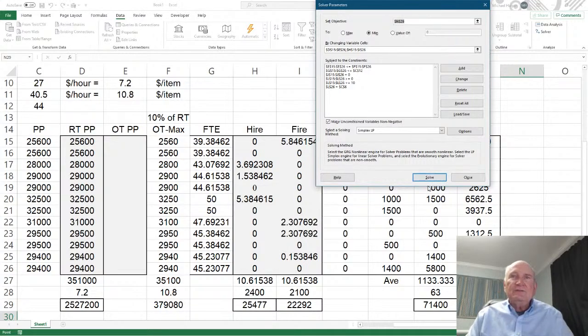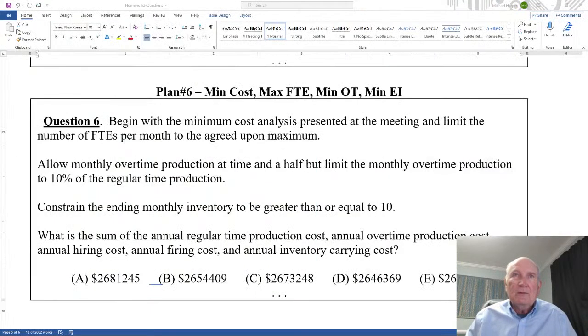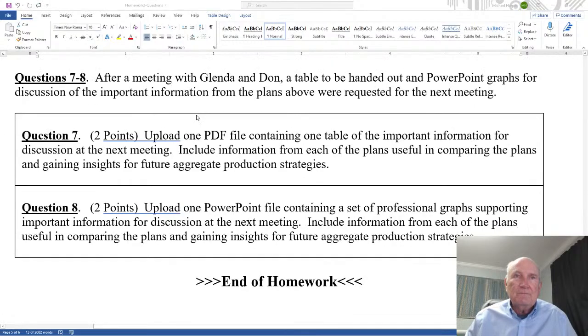So that's how you solve each of these. And notice, if you have a couple of weeks, you could work together and discover it. But if you could follow this, hopefully, step by step, this is how you get the numbers, and you can see how it's done. Okay. Now, let's finish this up. Number 7 and 8 says, okay, after a meeting with Glenda and Don, a table to be handed out.